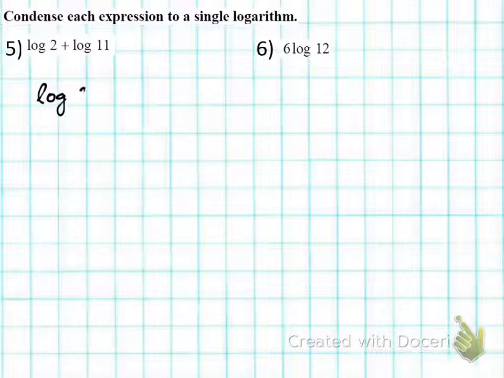of 2 times 11, right? We're going to use the product property. What's 2 times 11? 22. So you need to multiply it out when you're done. Common log of 22. That's it.